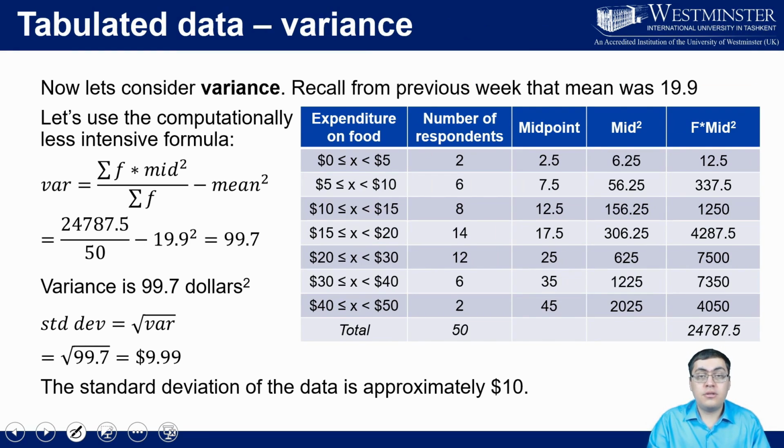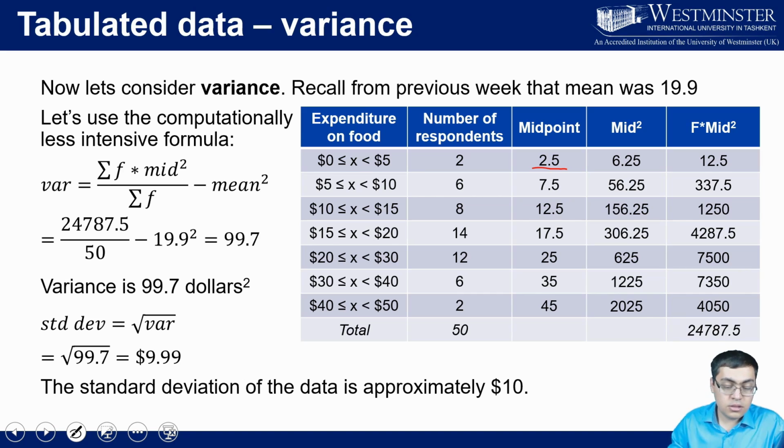Lastly, let's consider the variance for tabulated grouped data structures. Now, again, remember that we have a range instead of a single number. So we'll have to make an assumption, and the best assumption that we can make is that our observation lies exactly in the middle of our range, and we'll call that the midpoints. And we have the midpoints over here in this column.